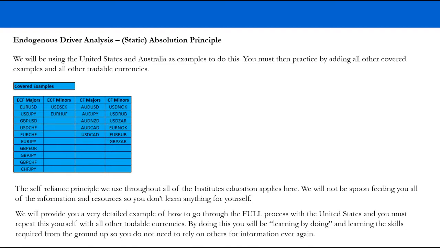And one of the things we do at the Institute, and not just at the Institute, but in all professional trading circles, so at investment banks and hedge funds, is we stick to something that we call the self-reliance principle, or the self-starter mentality, self-starter principle. And we use this throughout all of the Institute education, and it also applies here.